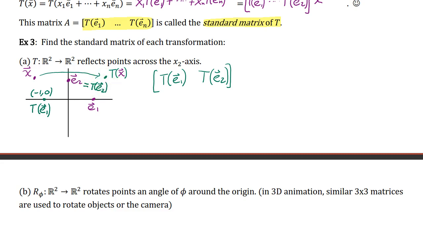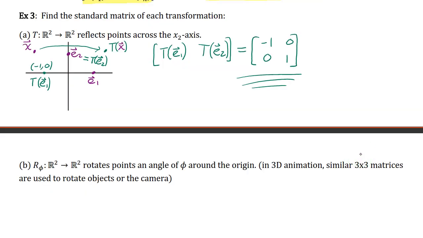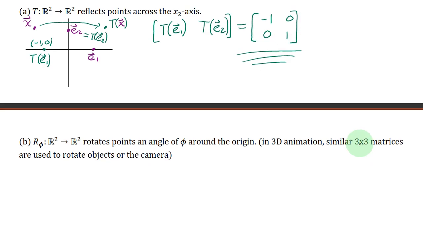So here's what we can say. T of e1, this vector we're going to put here, the first column, is the vector -1, 0. T of e2 is the vector 0, 1. And that is the standard matrix right here. Pretty neat. So if you ever want to reflect some points across the x2 axis and you're not sure how, you can just multiply them by this matrix.